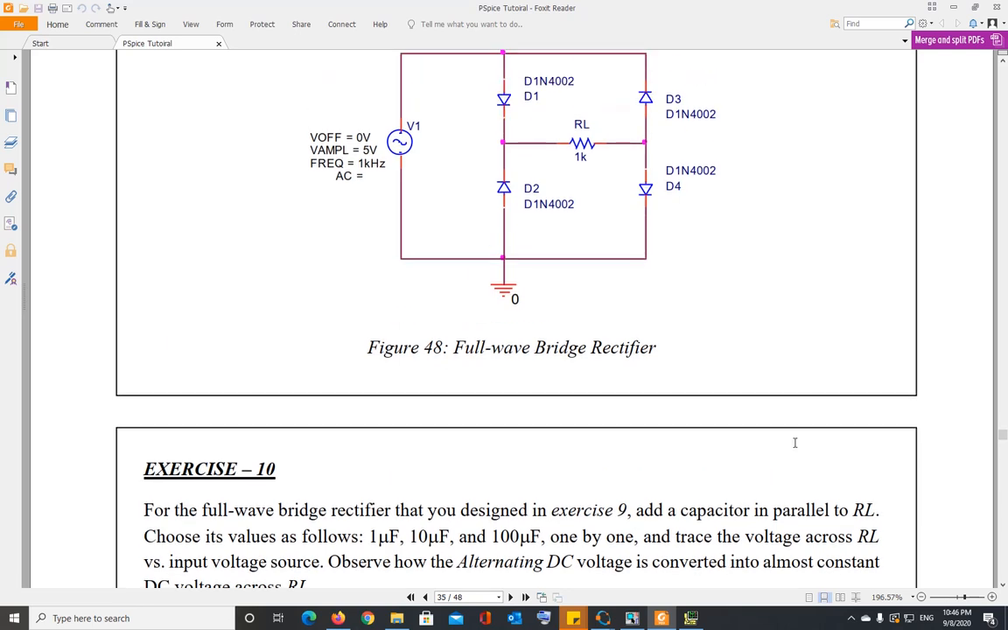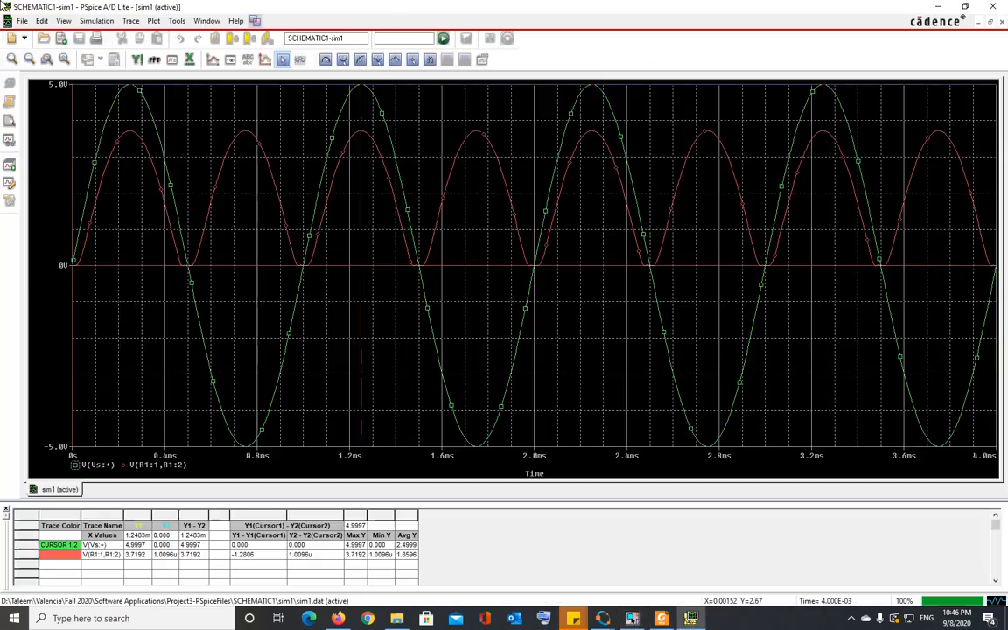But what you're going to do is put a filter to smooth out the output. Instead of pulsating DC, you are trying to make it constant DC. And how are you going to do that? You are going to take these capacitors one by one. First, go ahead and put 1 microfarad in parallel to RL, over here. And then you are going to observe the output. You will see that these pulses are going to become a little smoother. It's going to go like this.